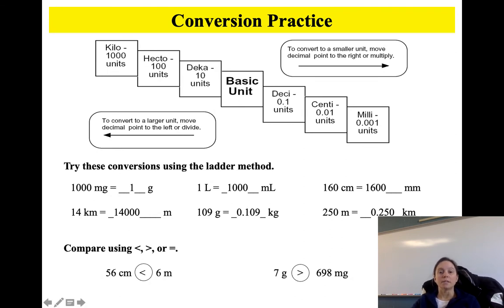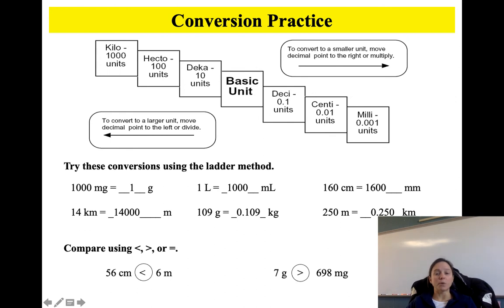So on grams to kilograms, I'm starting at my base unit and I'm going to jump 1, 2, 3 to the left. So if my decimal point is after the 9 and I'm going to move it to the left, 1, 2, 3, I end up with 0.109 kilograms. And our last one, I'm starting at meters, going to kilometers. So I'm going 1, 2, 3 to the left. And so if my decimal place is here after the 0, I'm going to move it 1, 2, 3 to the left. So I end up with 0.250 kilometers.